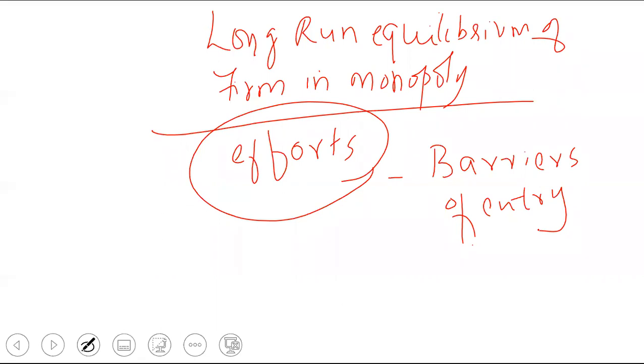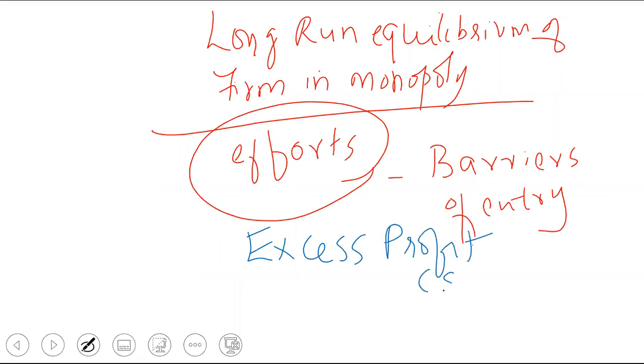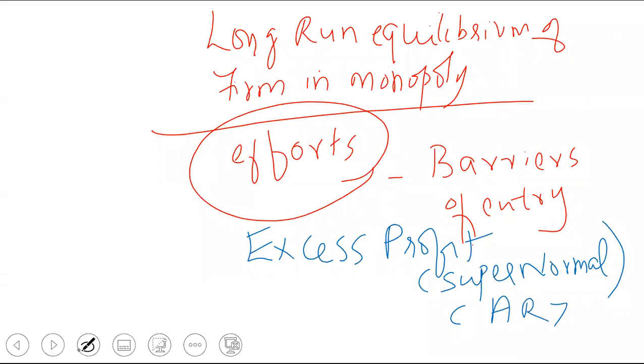Change the paragraph. Thus, in the long run equilibrium of the monopoly, there is always the chance for excess profit. Excess profit, in brackets write supernormal profit. Again in brackets put, AR is greater than AC.